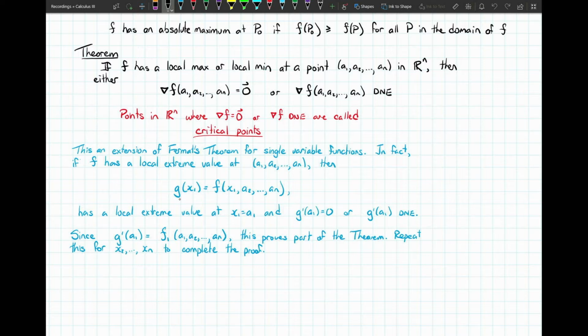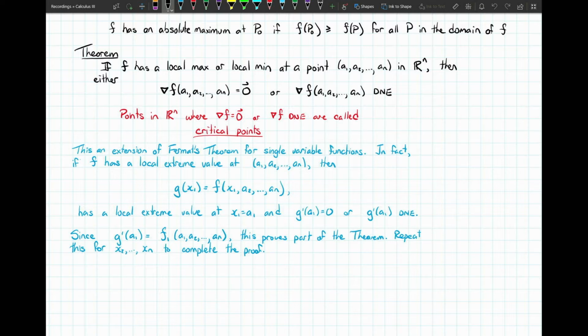Well, this now makes this a single variable function. And that single variable function would have an extreme value at x1 equal to a1. By Fermat's theorem, g prime of a1 has to equal 0, or g prime of a1 is undefined. But g prime of a1 is actually a partial derivative of f. f1, that's the partial derivative of f with respect to x1 at a1, a2, all the way to an. So that proves part of the theorem.